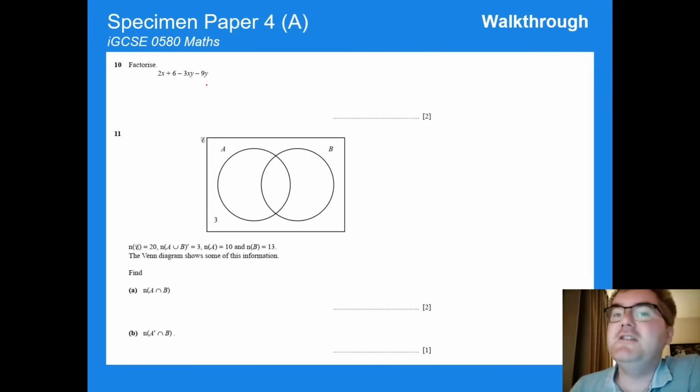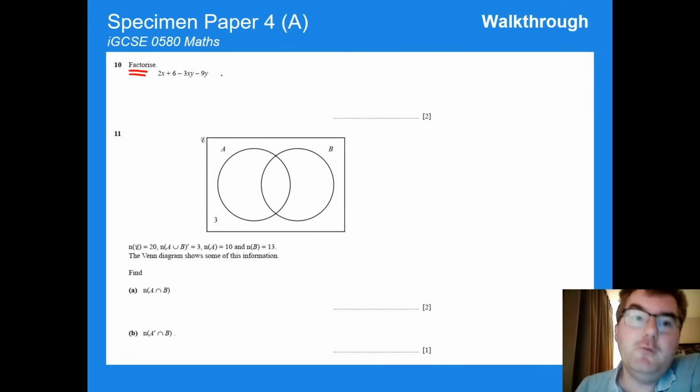Okay, on to question 10, 11. This is where we start getting a bit trickier here. Now, they like these kind of factorizing questions where they split it into 4 terms.